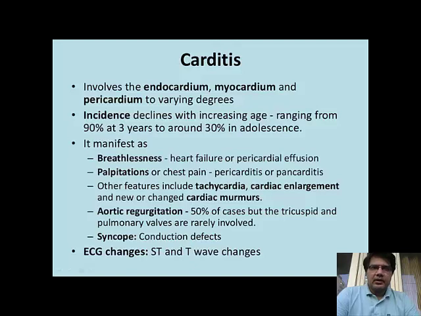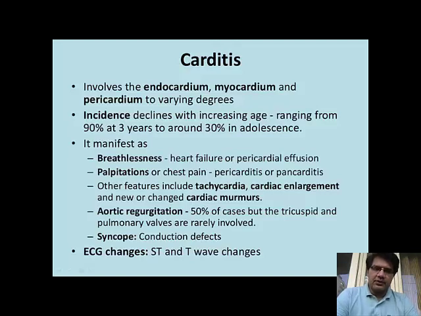Then if you have pancarditis, what will happen? If you have pericarditis, what will happen? Pericarditis manifests as a pericardial rub, or you will have chest pain.